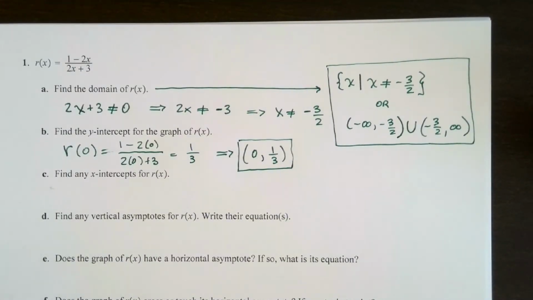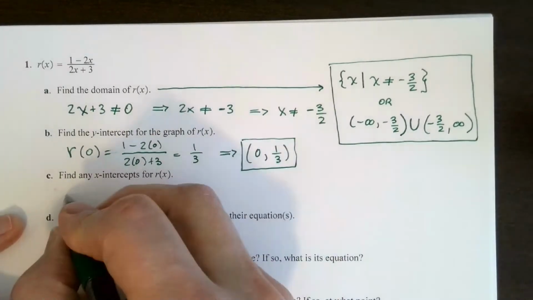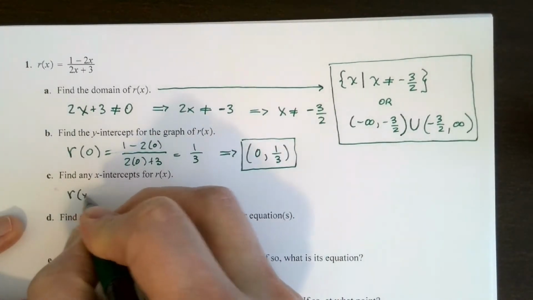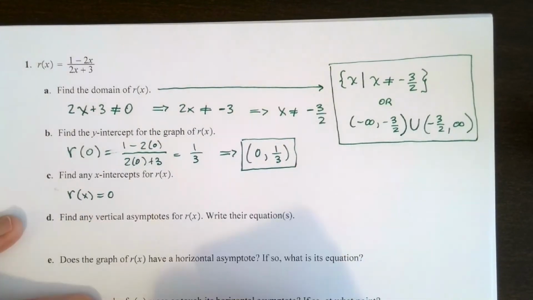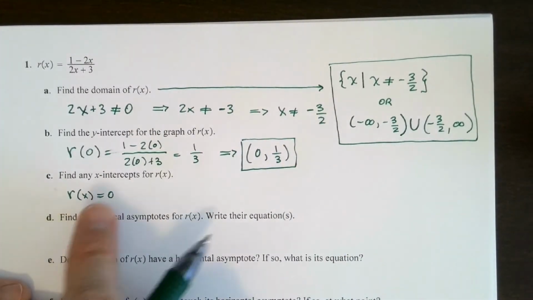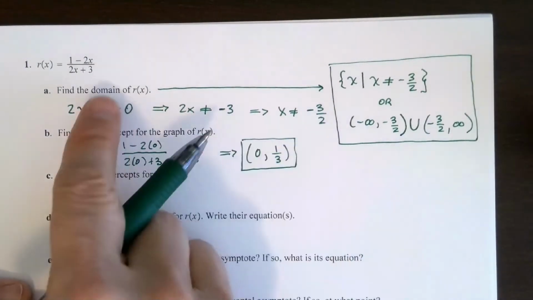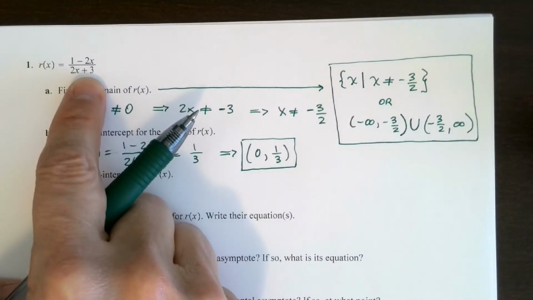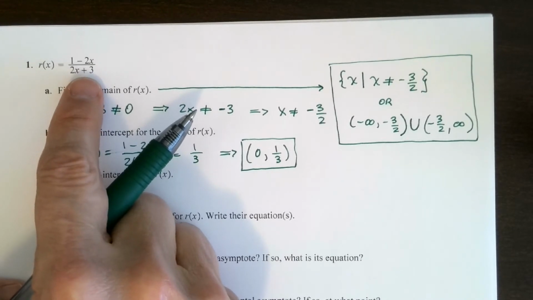Now, we want to find any x-intercepts. So where are we going to have x-intercepts? It's when the function r of x is 0. It's the zeros of this function. When is this going to be 0? Please don't say it's going to be 0 when x is equal to negative 3/2. If the denominator is 0, we get an undefined expression. Division by 0 is undefined.